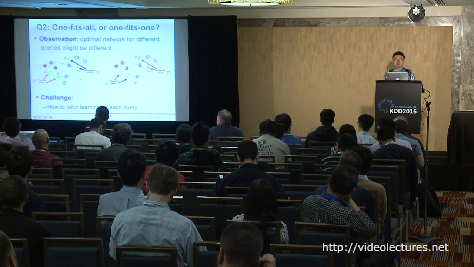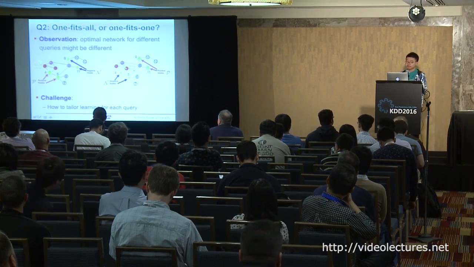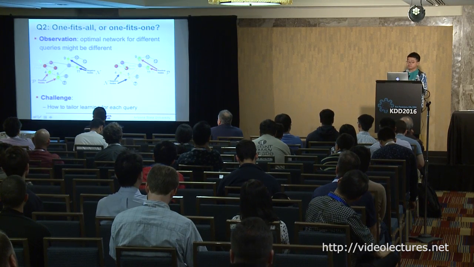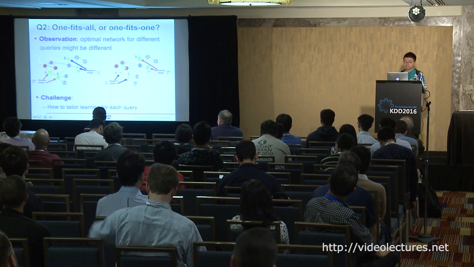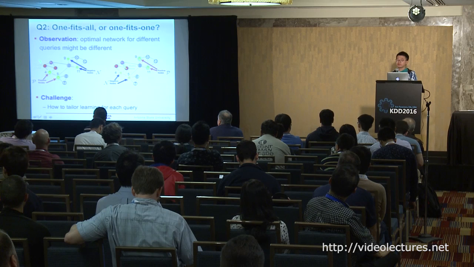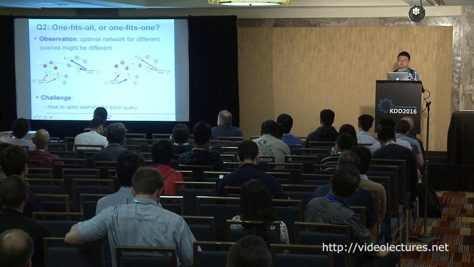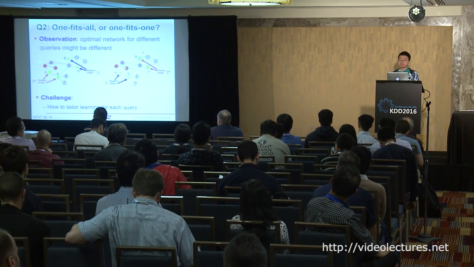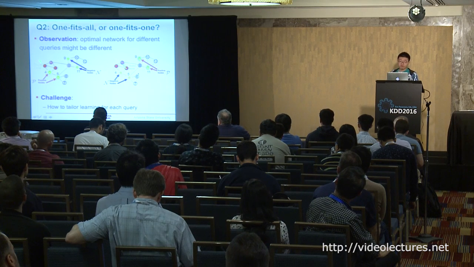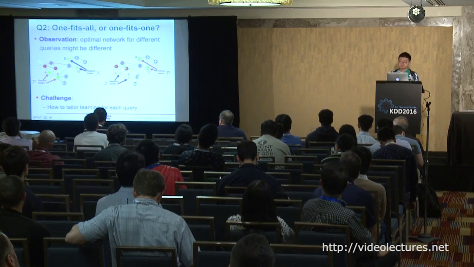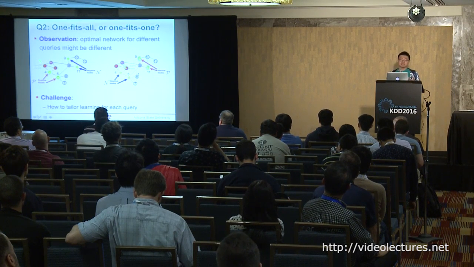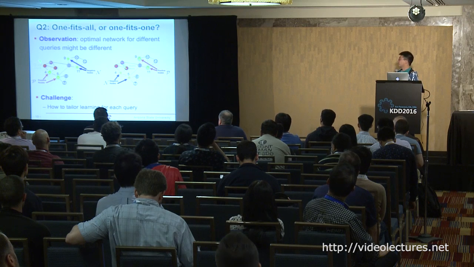On the right figure, query node 3 also has 2 positive nodes, 9 and 11, while it has 2 negative nodes, 4 and 5. So in the optimal network for query node 3, it is closer to nodes 8, 9, 10, 11, 12, while far away from nodes 4, 5, 6, 7. So here the challenge is, how shall we tailor the network learning for each query?